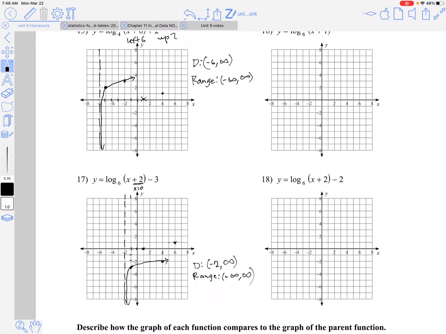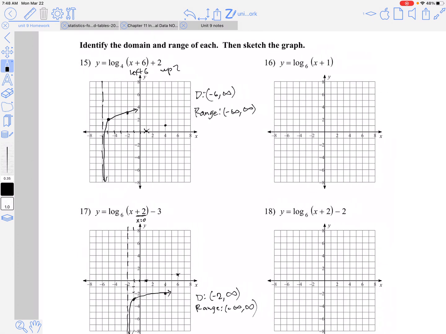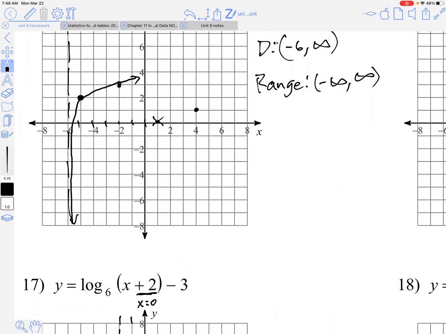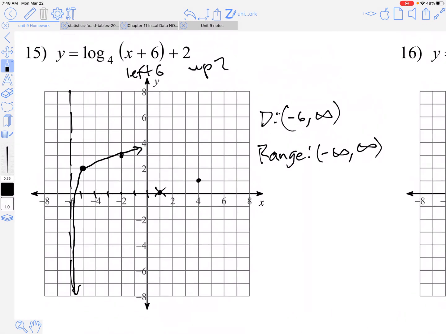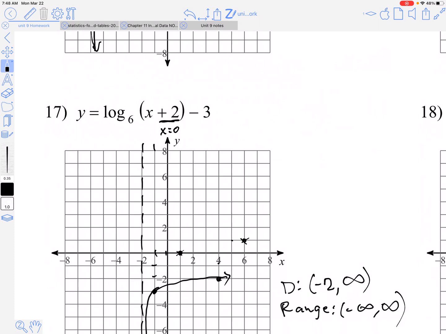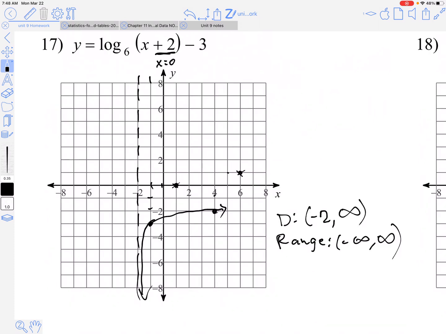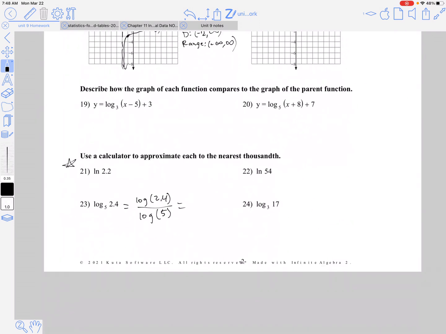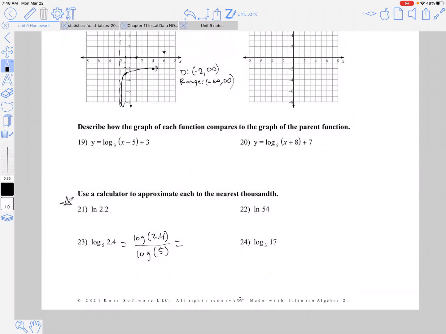And here's 2 more for you to just see what's going on. Take a look at the domain and range. You can see the original points are (1, 0) and then (b, 1), so (4, 1). So we have (1, 0), then we have (6, 1), because our b was 6, as you can see here, and that was your homework. Then this down here was to be put into the calculator. If you have any questions on those, let me know.